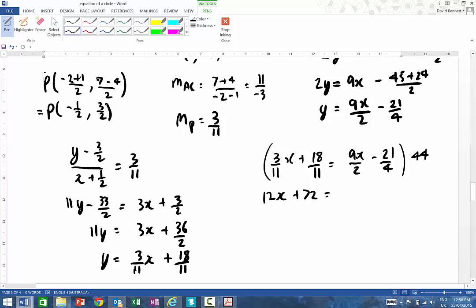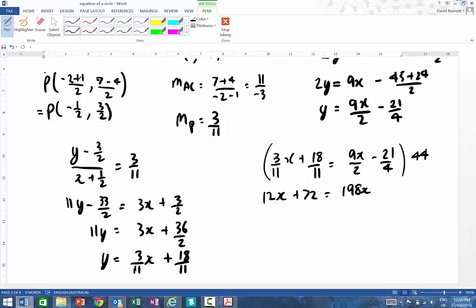Now that means I'm timesing this number here by 22, so 9 times 22. That's 9 times 20 is going to be 180, and then 9 times 2 is 18, so that's going to be 198x, and then that times that's 11 times 21.